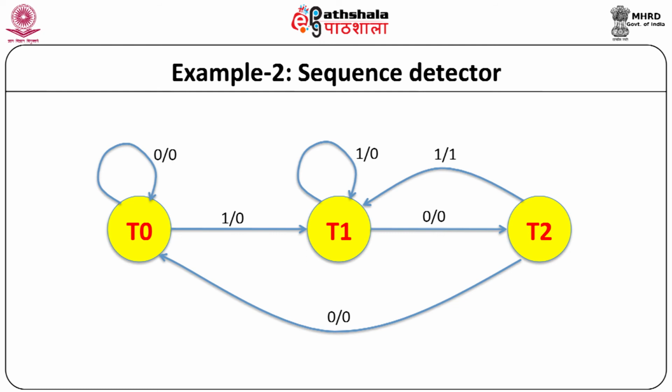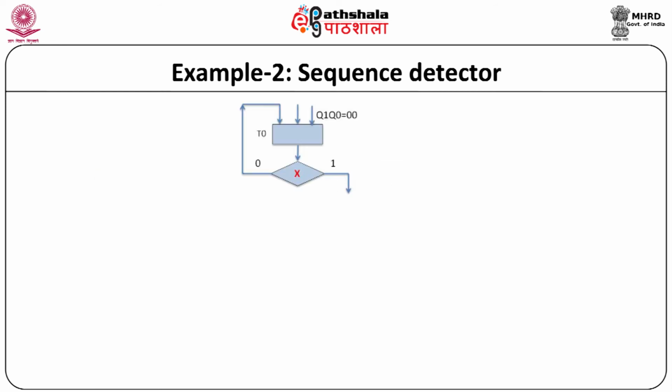Such a state diagram can be implemented by three ASM blocks, one per state. Each ASM block consists of a state box, decision box and/or conditional output. Each ASM block begins with the state box. These three state boxes are assigned a binary code, say T0 is equal to 00, T1 is equal to 01 and T2 is equal to 11. Let us begin with the initial state T0.